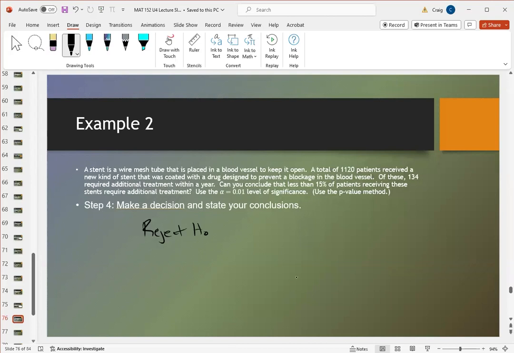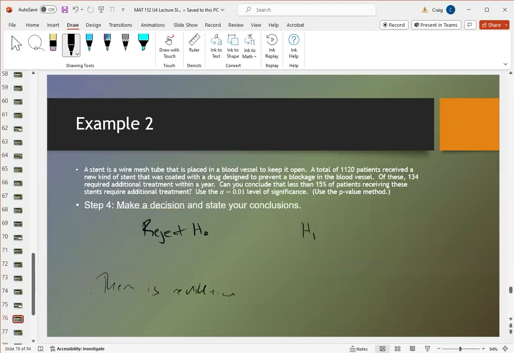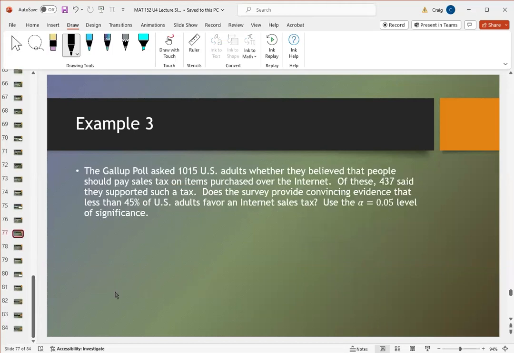I'm going to try to write all of that down. Okay, but remember that there is evidence. You always want to write everything in terms of the alternative at the end. So our alternative hypothesis was this. And so again, there's evidence that the proportion of patients who need additional treatment is less than 0.15, or less than 15%. Let's get one more example here.